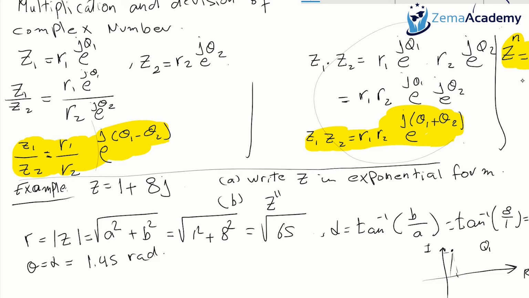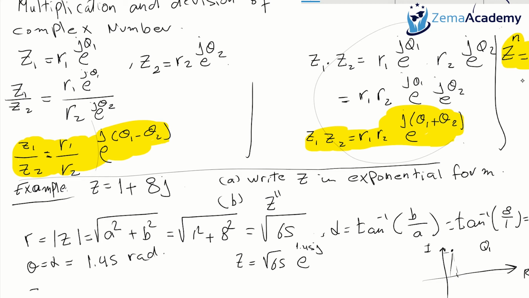And then you find theta and you find r, and just to let you know, theta has to be in radian here. Therefore your complex number in exponential form is r e to the power j theta, which is square root of 65 e to the power 1.45j. Correct?